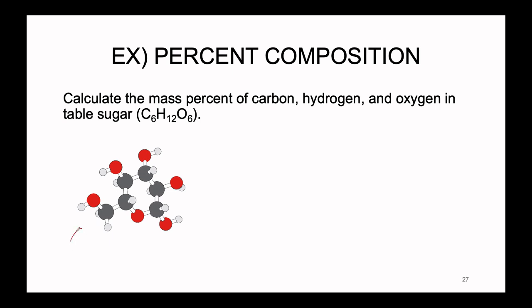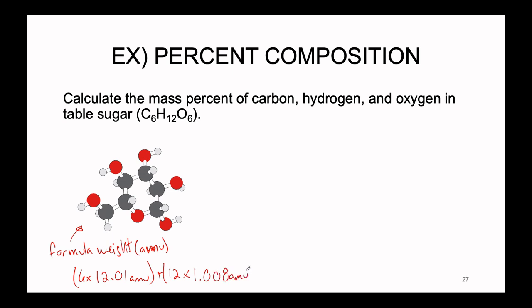The total mass of the compound is going to be equal to the formula weight of the compound in the unit of AMU. So we're going to take all 6 of our carbons, all 12 of our hydrogens, and all 6 of our oxygens and add all of the masses together. 6 times the mass of our carbon on the periodic table is 12.01 AMU. We're going to take that and add it to 12 times the mass of hydrogen on the periodic table, which is 1.008 AMU.